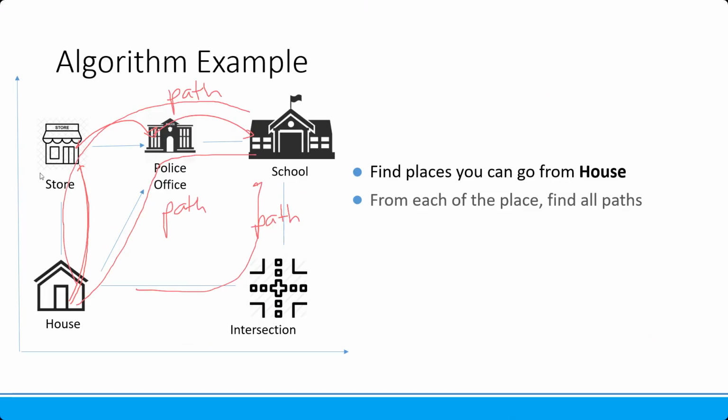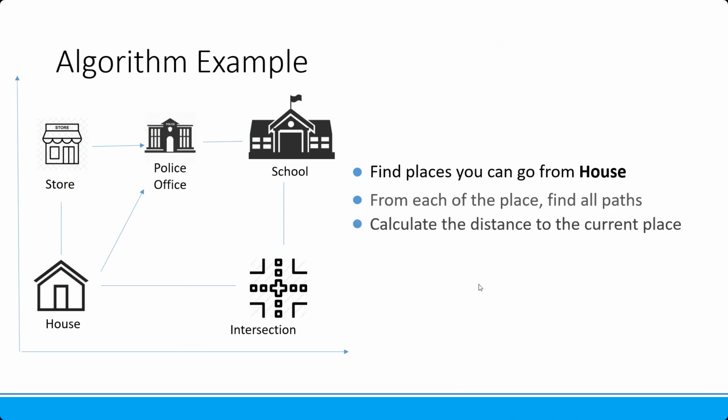And then we can have the distance. What is the distance from house to store? What is the distance from store to police office? What is the distance from police office to the school? And then we can check also what is the distance from house to police office? What is the distance from house to intersection? And so on. After we calculate all the distance to the current place, then repeat this process until you reach the school.